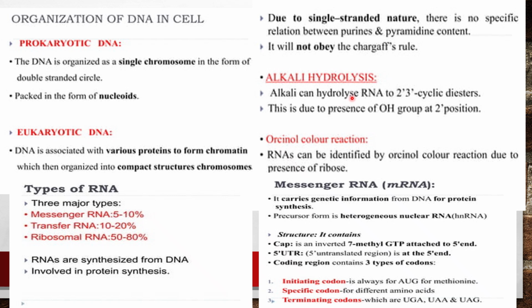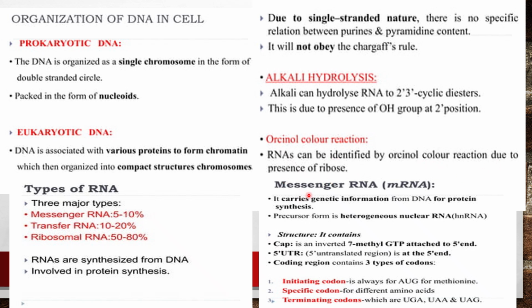Now, alkali hydrolysis: the alkali can hydrolyze RNA to a 2' 3' cyclic diester. This is due to the presence of the OH group at the 2' position. Then the orcinol color reaction is a specific reaction given by RNAs, and RNAs can be identified by the orcinol color reaction due to the presence of ribose.